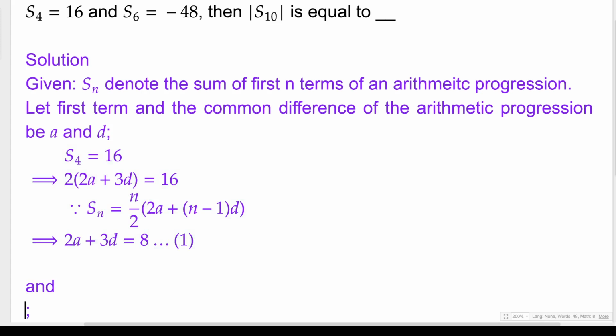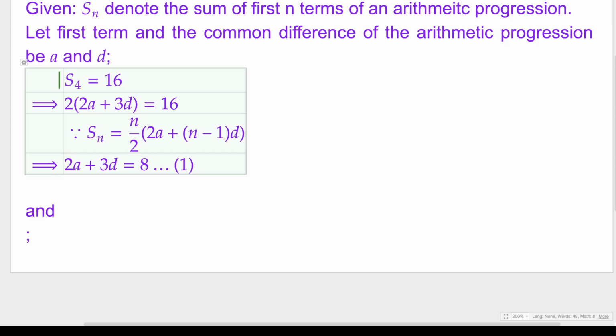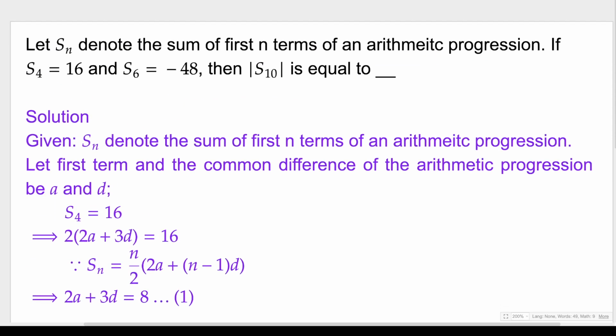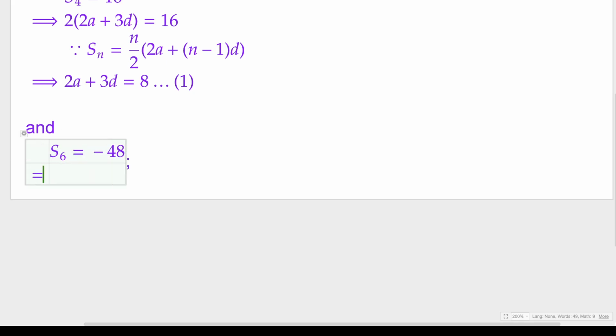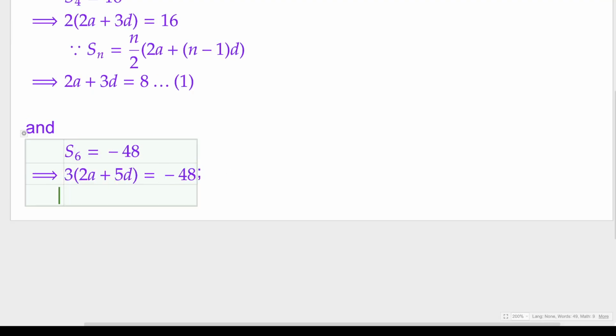And then in the next step, I will replicate this for the other given information, that is S subscript 6, which is equal to negative 48. Proceeding ahead, instead of S subscript 6 we can write 3 times (2a plus 5d), that is equal to negative 48. So this further implies that 2a plus 5d will be equal to negative 16, and this is considered as equation 2.